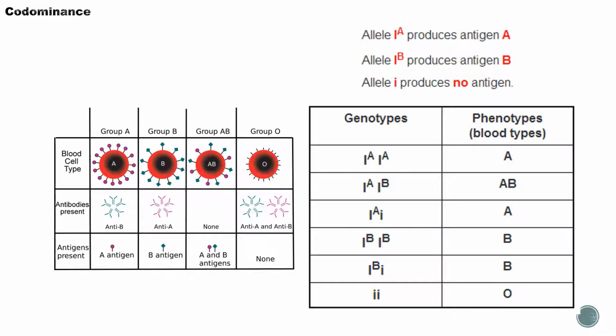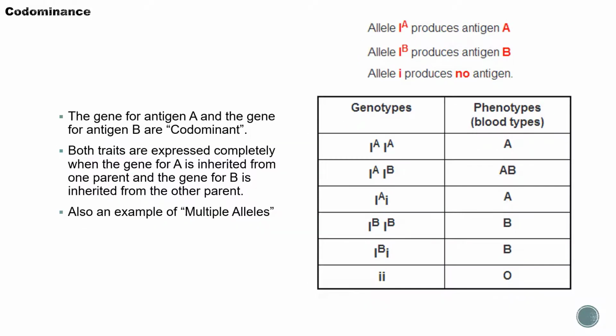If you see the genotypes and phenotypes, IA and IA gives rise to the A blood group, but so does IA and small i. But in case of IA and IB, both the genes are equally dominant. Thus, you get a hybrid of A, B blood group, which accounts for the co-dominance in the individual. This is also an example of multiple alleles contributing to the phenotype.